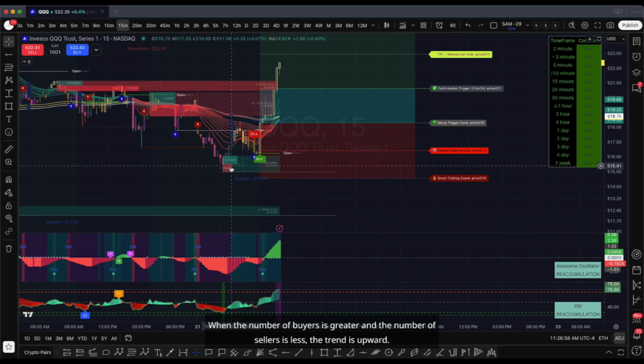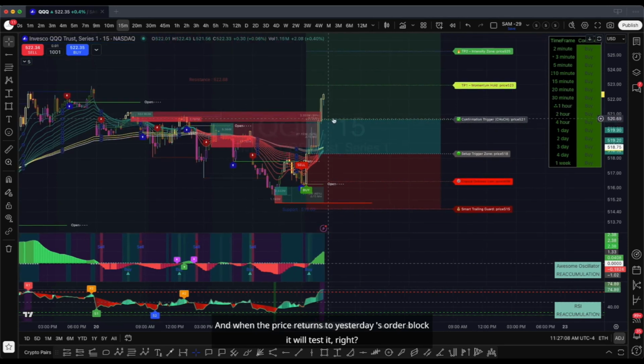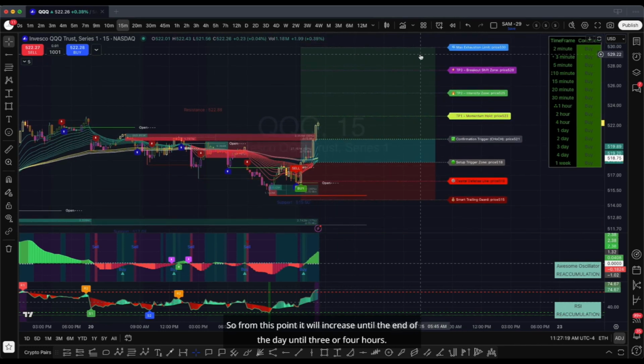When the number of buyers is greater and the number of sellers is less, the trend is upward. And when the price returns to yesterday's order block, it will test it, right? Right at the uptrend director line, it matches, doesn't it? So when it breaks through this area and tests it successfully, the trend will go up. So from this point, it will increase until the end of the day, until 3 or 4 hours.